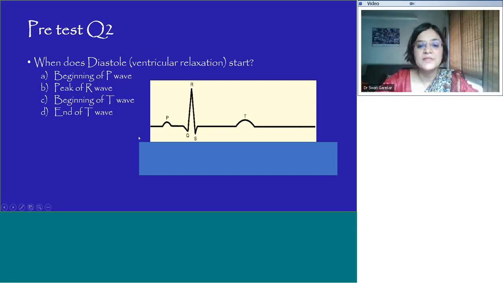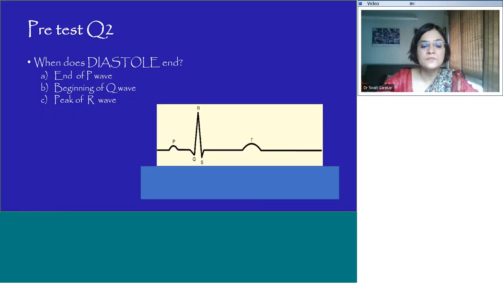So reflect upon this. I'm not going to demand an answer. Somebody says beginning of T, somebody says end of T. I see the answers there. So you will figure out by the end of this talk, I hope. When does diastole end? When does ventricular relaxation end? Does it end when the P wave is over, or when the Q wave begins maybe, or at the peak of the R wave?